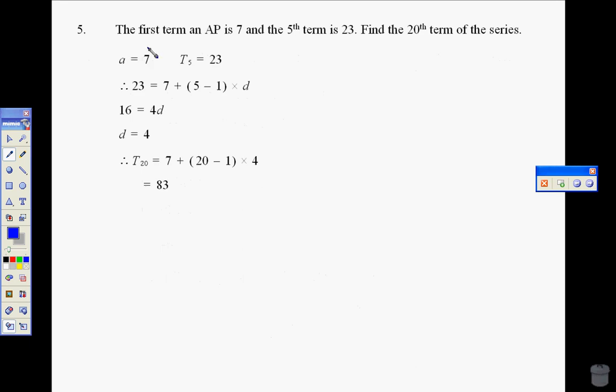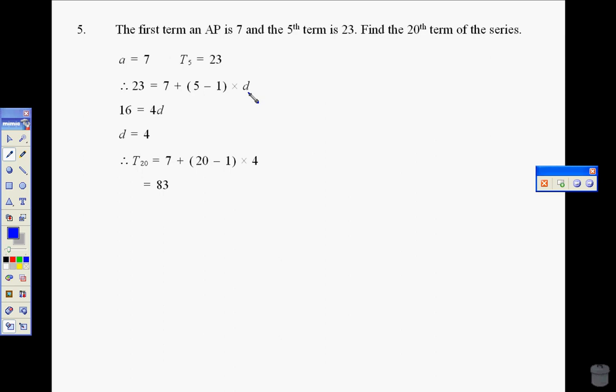This one's a little bit different again. We're just using this formula now to solve different types of questions. We're told the first term of an AP is 7, the fifth term is 23, and we want to find the 20th term. So we know a is equal to 7, t5 is equal to 23. We know what n is, we just don't know what d is. So 23 is tn, 7 is a, 5 is n, and we're left with just d. We've got 3 out of the 4 unknowns in this equation.